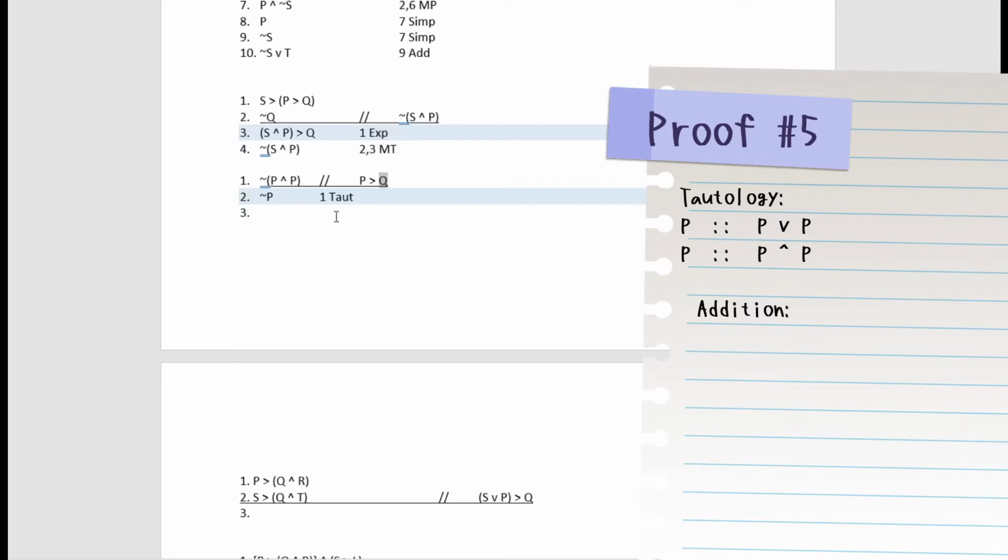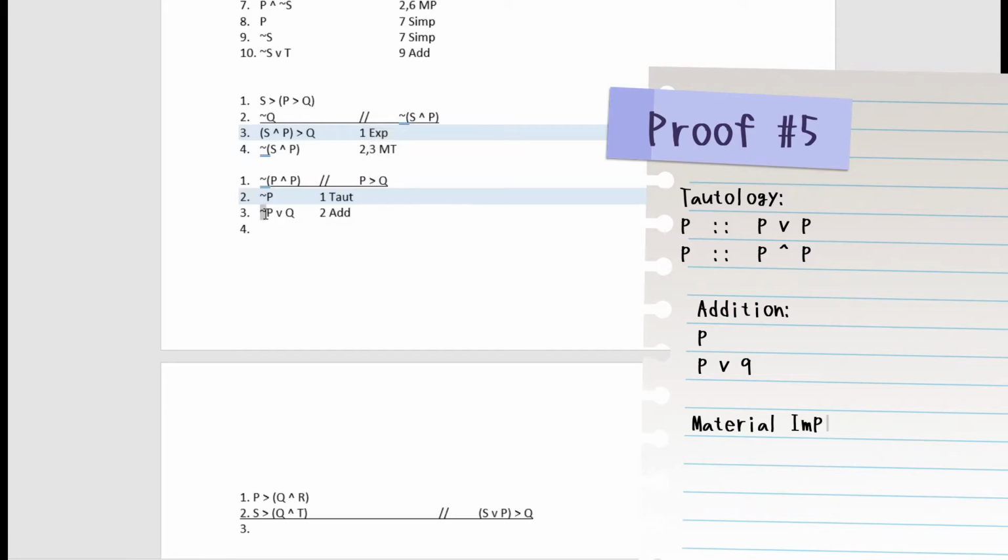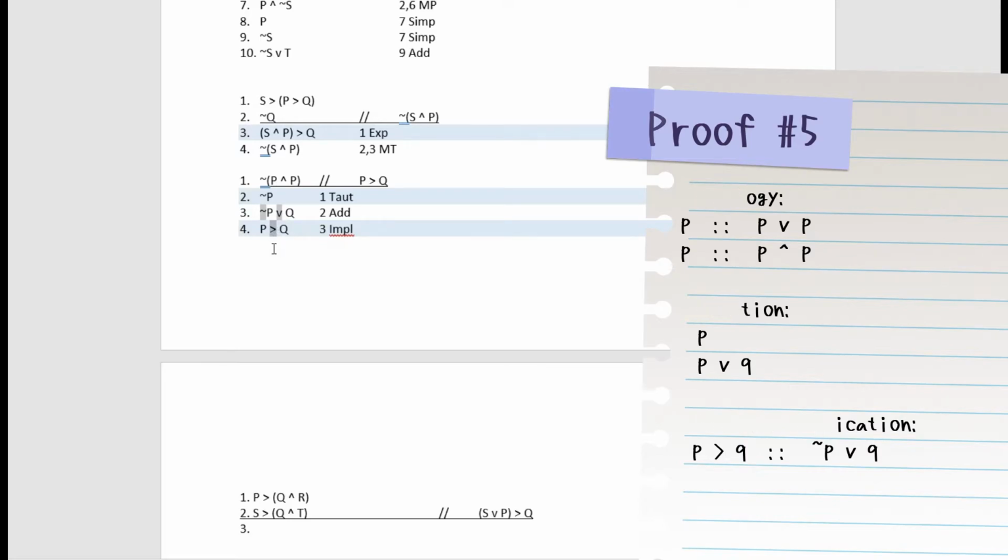Q doesn't appear anywhere in this problem, so we know we have to add it, because that's the only rule that lets you just come up with random stuff out of nowhere. So we're going to add Q, and then we need it to be an implication. We've got a negation, and we've got a disjunct right here, which means we can use implication. So P implies Q, 3 impl. The way that works is that this and this turn into this. So those two together turn into this. So you lose the negation over here, and then this disjunct turns into an implication on this side.